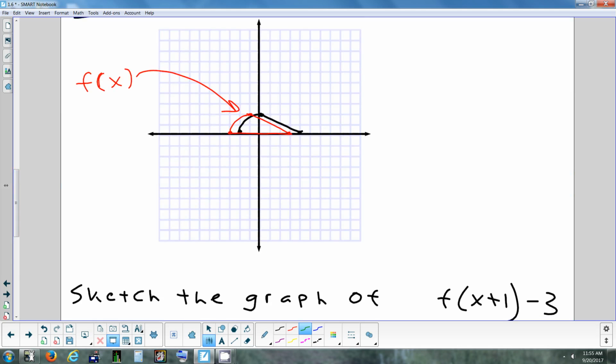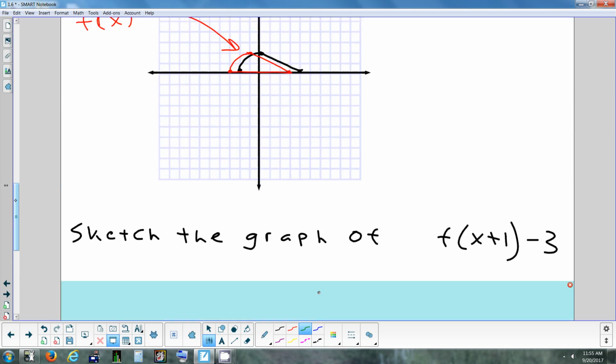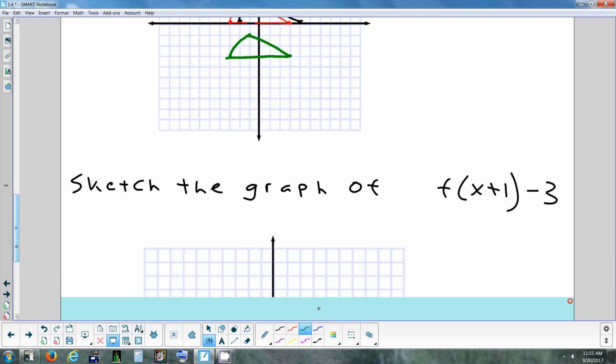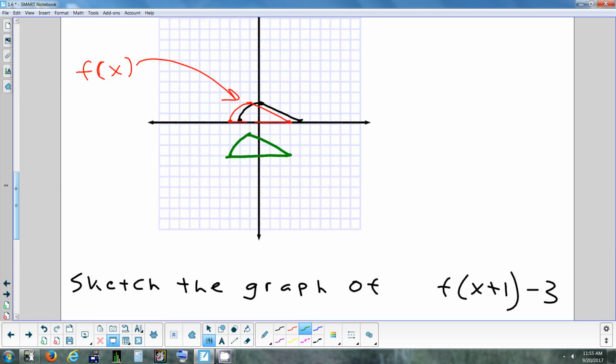What else do they ask me to do after that? Down 3. Right, you have to know that when you put a number at the end, you're taking whatever you have and moving it down 3. So down 3, down 3, down 3. So what's in green, that's the final answer. So it's taking a graph and transforming it. You won't have a formula. You're just going to have a picture. You just have to move it. Okay. Any questions on that?